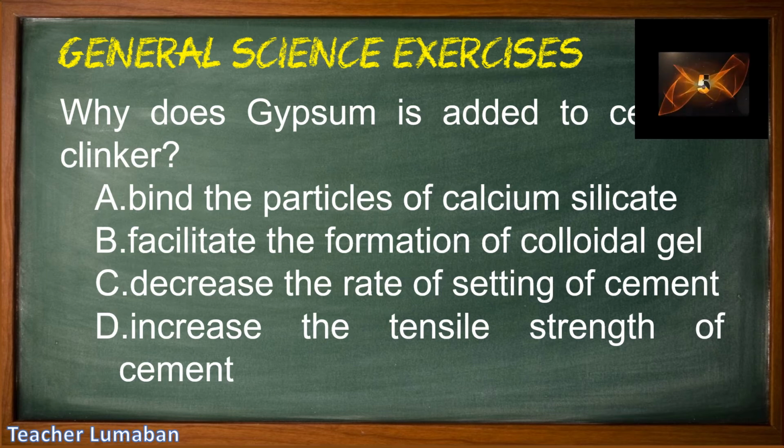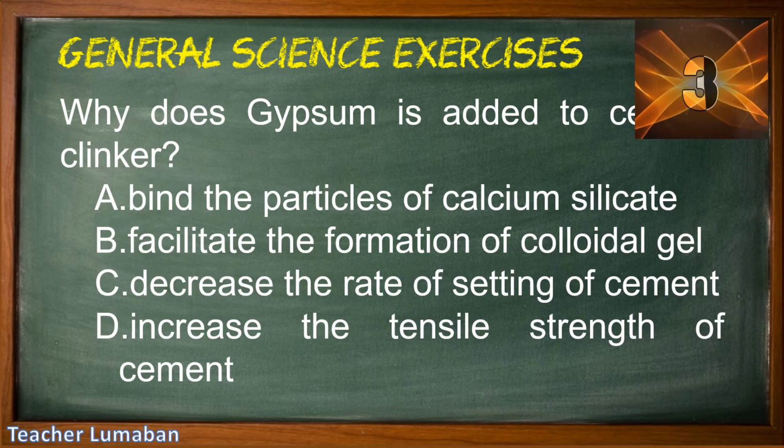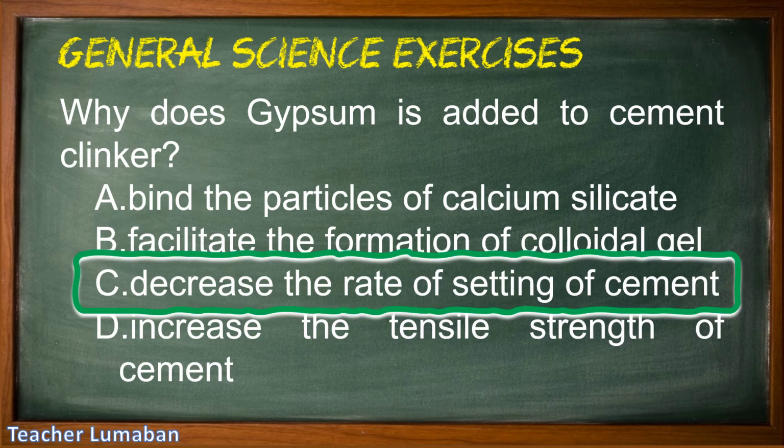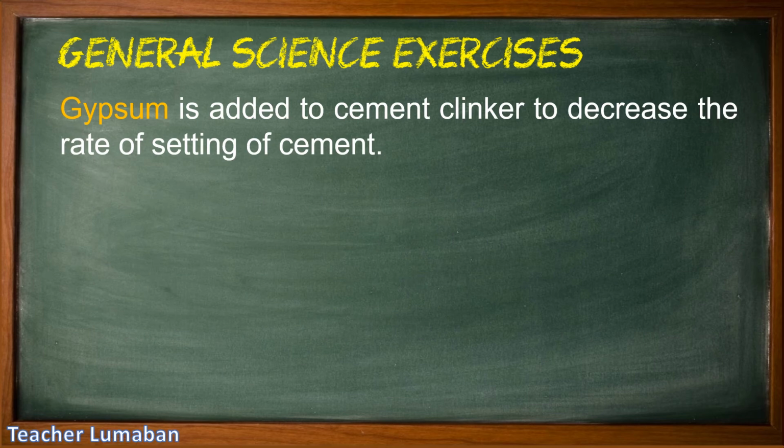5, 4, 3, 2, 1. The correct answer is letter C, decrease the rate of setting of cement. Gypsum is added to cement clinker to decrease the rate of setting of cement.